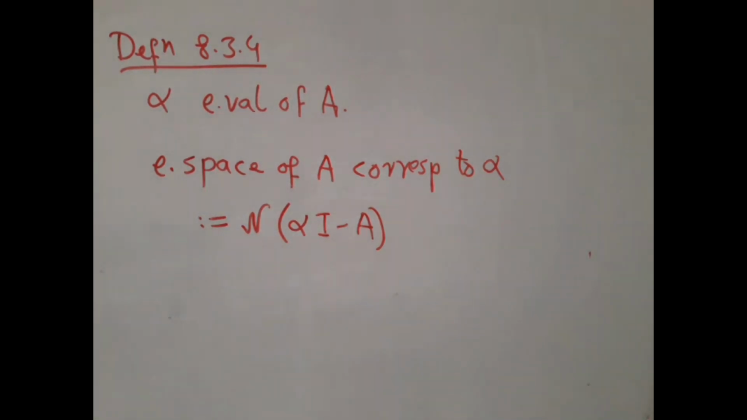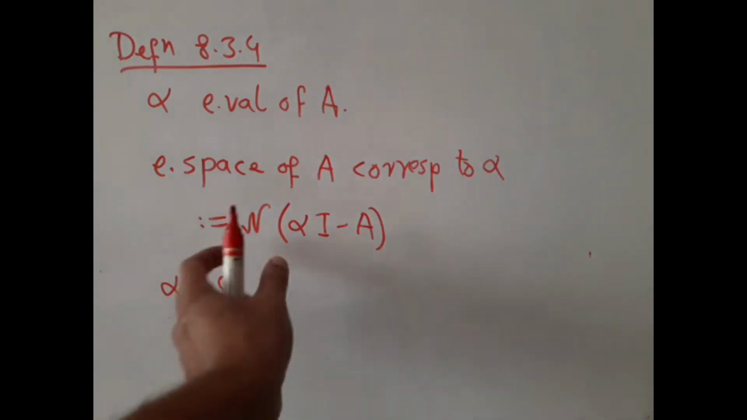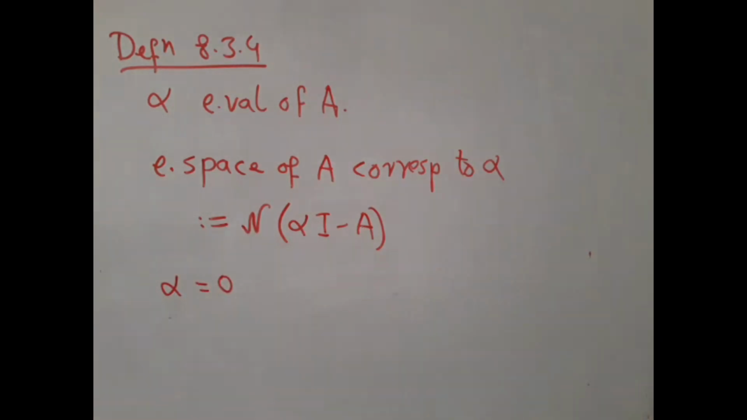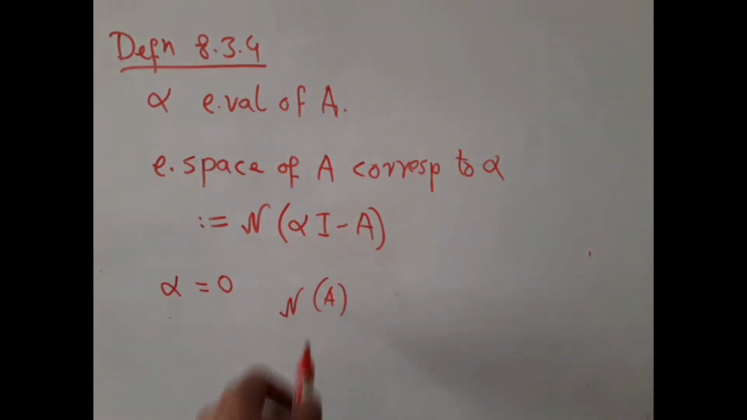One case is of special interest. If alpha is equal to 0, in that case you will have the null space of minus A, which is the same as the null space of A. So the null space of A is the eigenspace of the eigenvalue 0 for any matrix A.